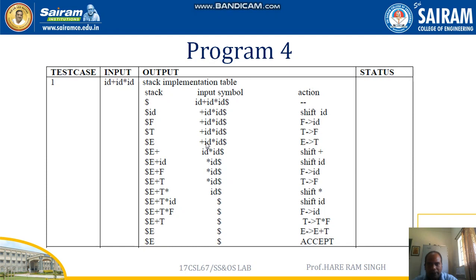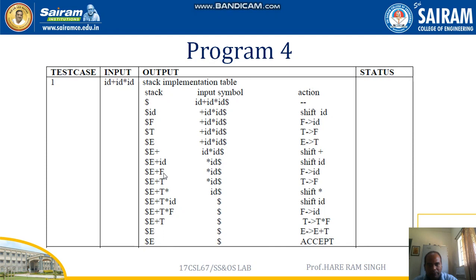Next, shift will be the symbol plus. Plus is shifted, now it becomes E plus, and what is left in the input is ID into ID dollar, and the action we have taken is shift plus. Next, shift will be ID. So E plus ID, shift ID, and what is left in the input is star ID dollar.